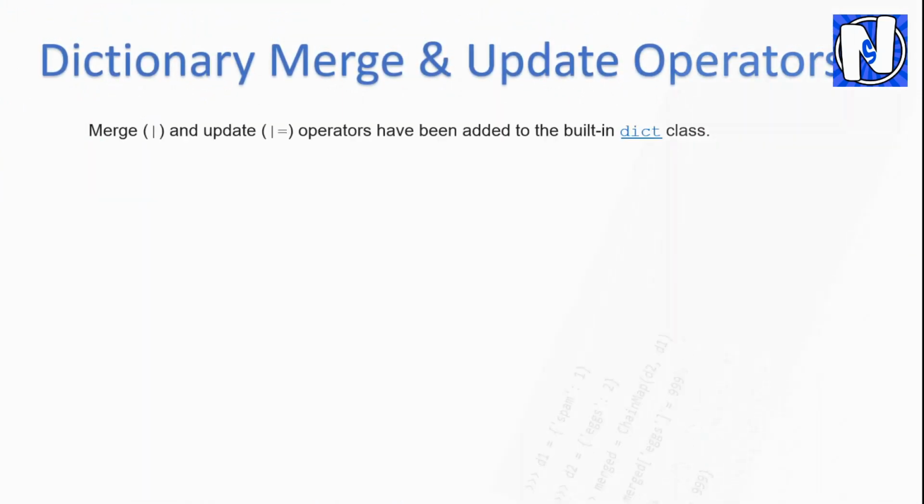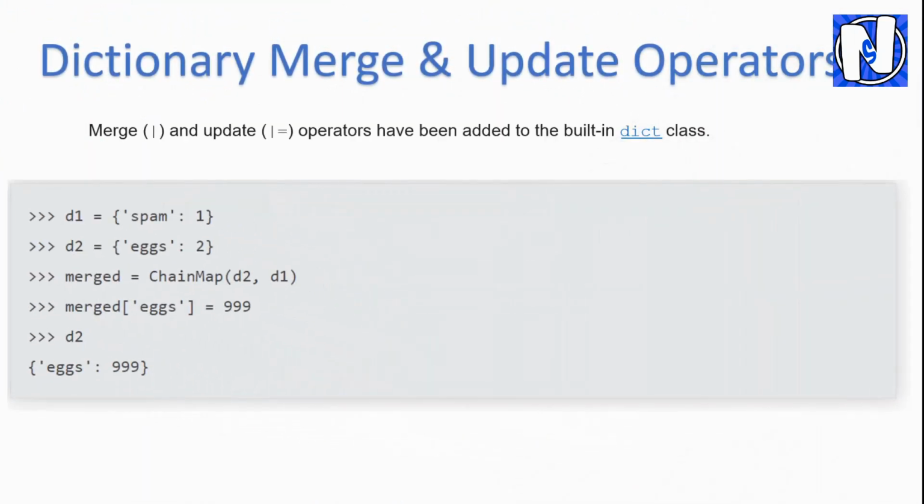Let's see how the dictionary merge and update operation work. D1 dictionary has a key and value. Same, D2 has a key and value too. Now we use ChainMap to merge two dictionaries, and we are replacing the value 2 with the value 999. Now you can see the result over here.